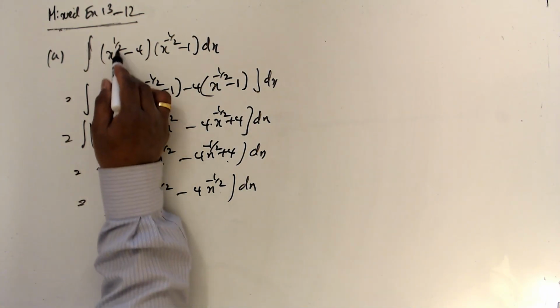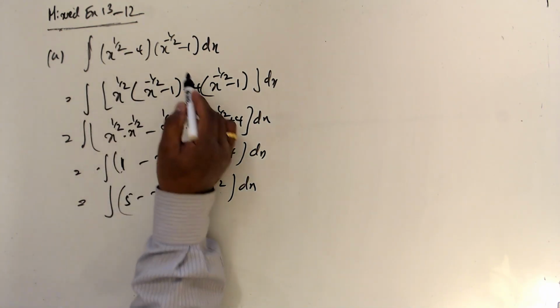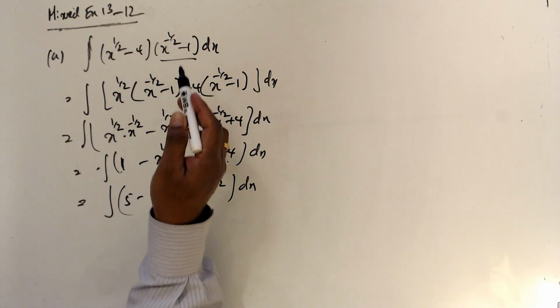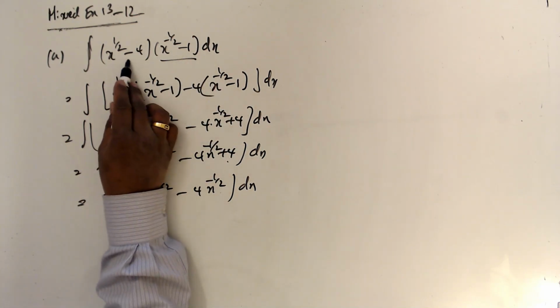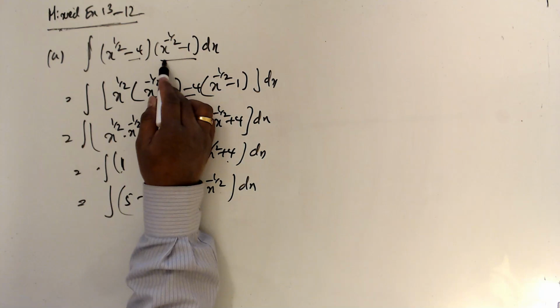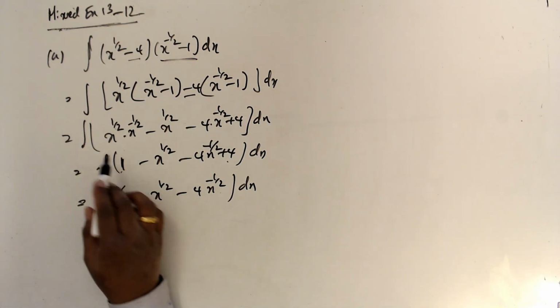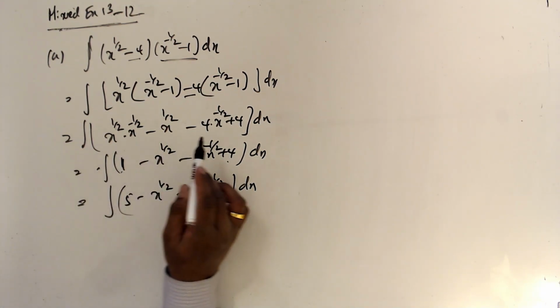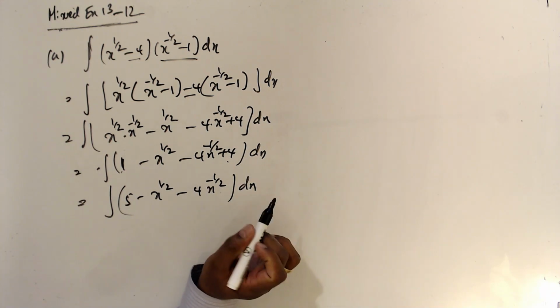In here I write, first of all, x to the half. I'm expanding this one. This is a normal GCSE method. So minus 4 times again this one. Then I simply expand this one.